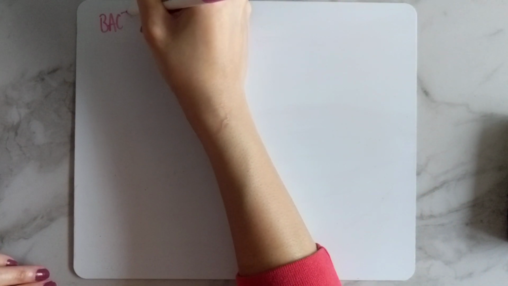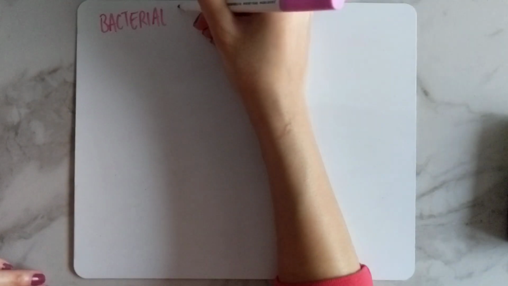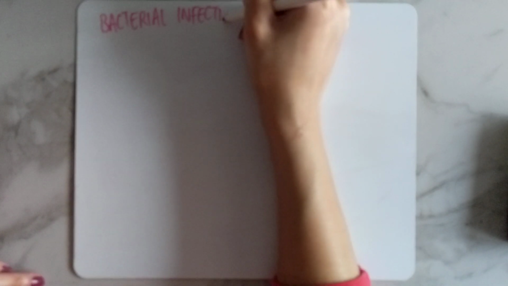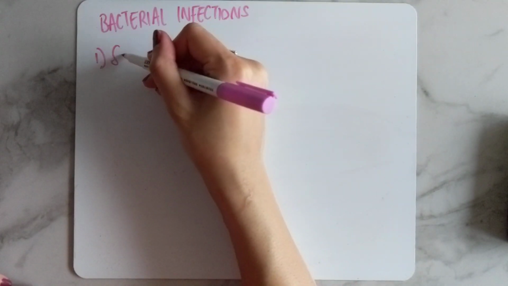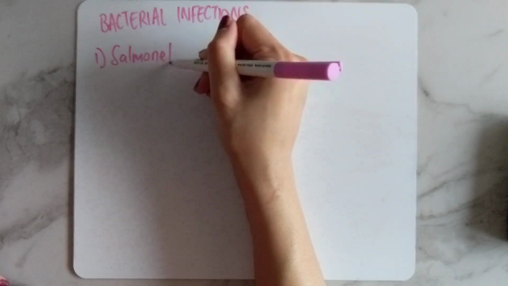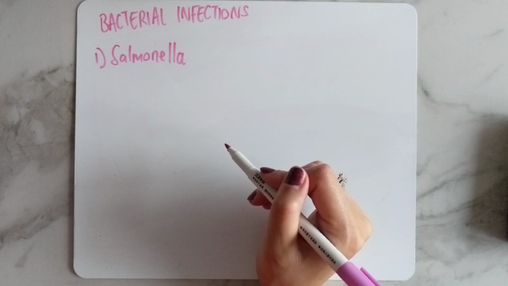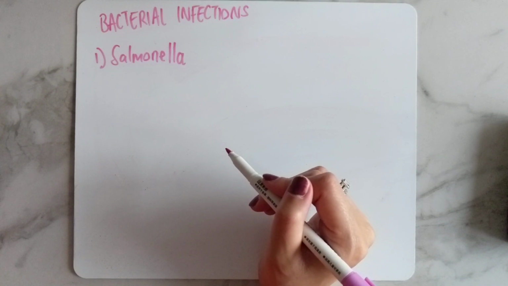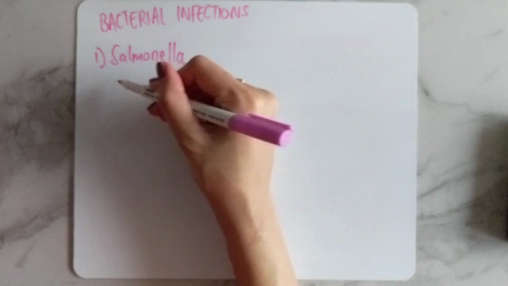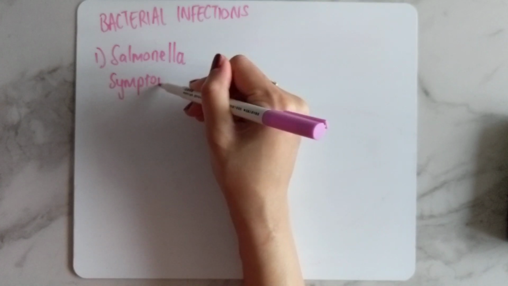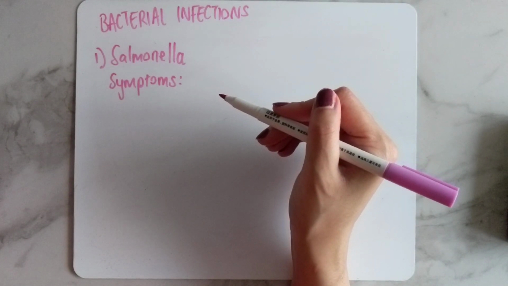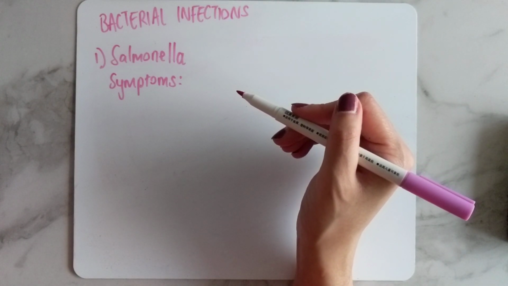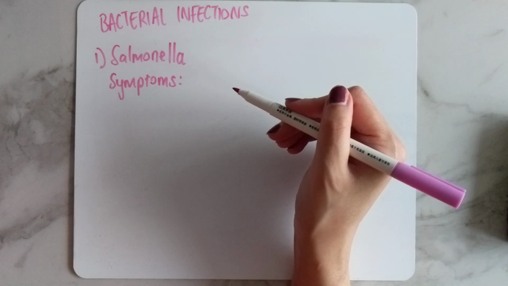So the first one is a bacterial infection. So I'll do the bacterial infections first. So 1, salmonella. So salmonella, you might have heard of that, food poisoning basically, and it's a bacterial infection. So you need to know the symptoms and how to reduce the spread of it. So symptoms then. So you'll just have to memorise these, I'm afraid. I think there's about 6 to learn, but I'll go through all of them. You've just got to memorise the symptoms and how to reduce the spread.